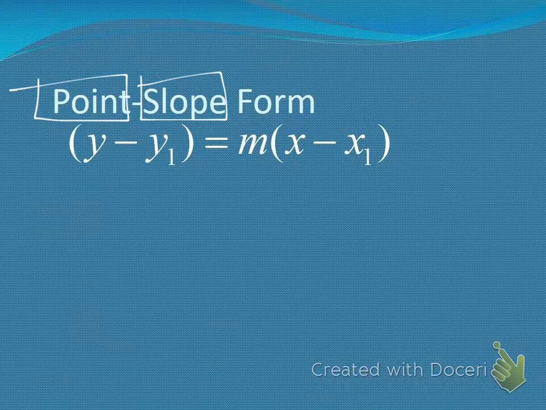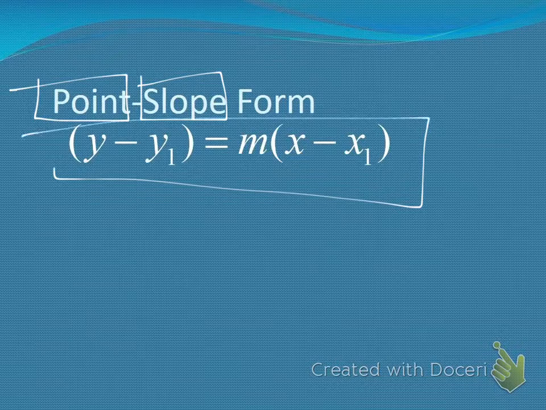If that point is a y-intercept, we could still use this form, and maybe we'll talk about how when that happens. But if the point that we know is a y-intercept, I would go back to slope-intercept form and just use that. Okay? So, there's your point-slope form, and you're going to have to remember that.